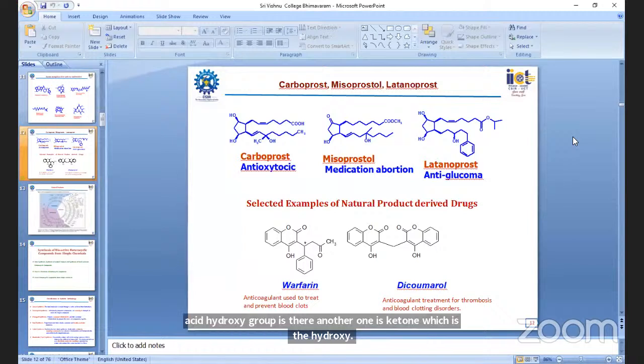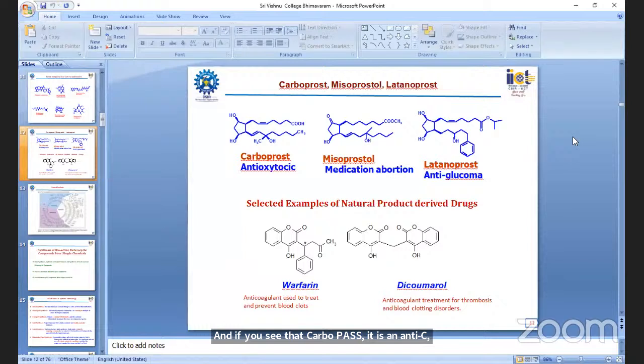Carboprost displays anti-oxytocic properties. Misoprostol has a keto functional group as well as a hydroxy group, with an olefin and an ester, and it is used as a medication for abortion. Latanoprost is an important drug used for anti-glaucoma, where people are suffering with eye problems. So these look like similar molecules, but the functional groups are different at some carbons, so they act with different activities: one shows anti-glaucoma, one is used for abortion, and another is for the anti-oxytocic property.